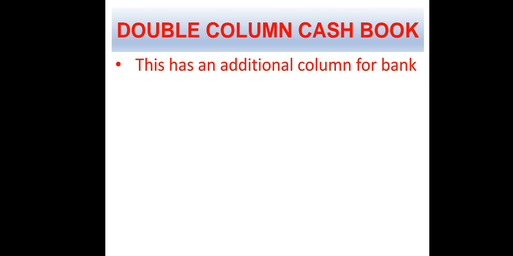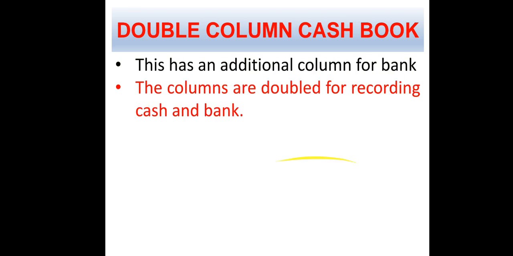So a double column cash book has an additional column for bank. If you remember, under the single column cash book, I said we have a column for recording the amount. But for a double column cash book, there will be an additional column for recording bank, which means the columns will be doubled as cash and bank.